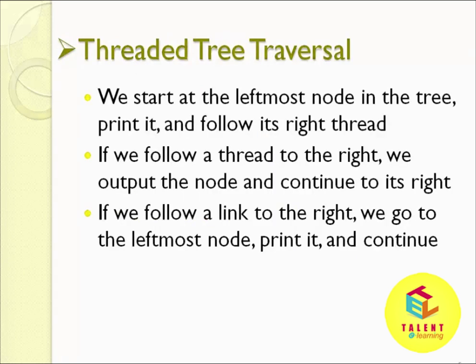Threaded tree traversal. We start at the leftmost node in the tree, print it and follow its right thread. If we follow a thread to the right, we output the node and continue to its right. If we follow a link to the right, we go to the leftmost node, print it and continue.